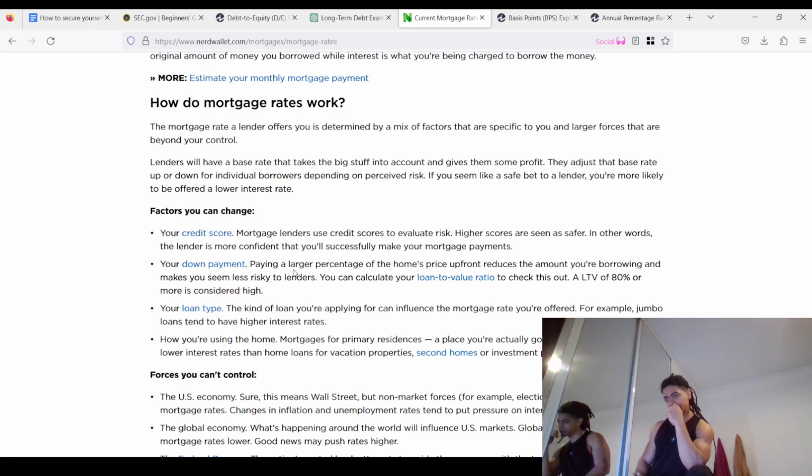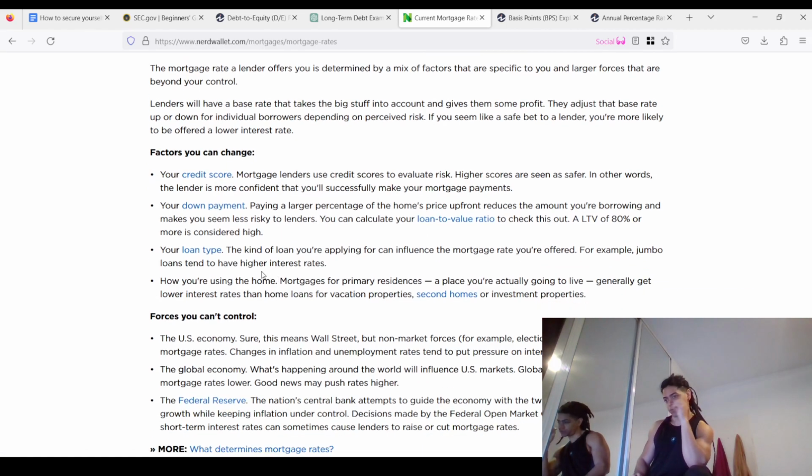Your down payment. Paying a large percentage of the home price upfront reduces the amount you are borrowing and makes you seem less risky to lenders. You can calculate your loan to value ratio to check this. An LTV of 80% loan to value or more is considered high. Your loan type.